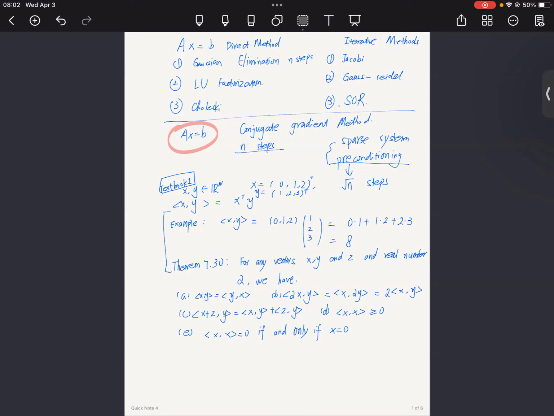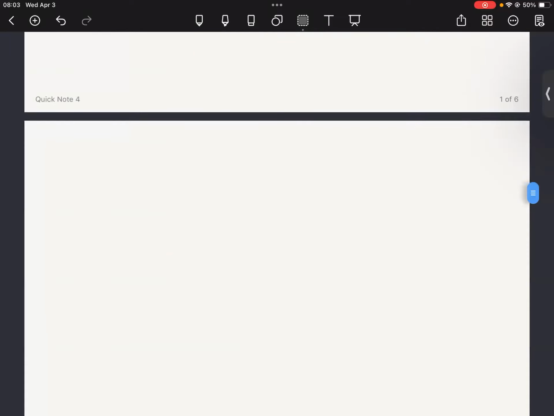Take care. So let's see, what do we have? That is just the inner product. And today we are going to use this inner product property to derive an equivalent format for Ax equals b, that is, the linear system of equations. Let's see how we can get an equivalent format for this linear system of equations. So there's one theorem we want to prove today.